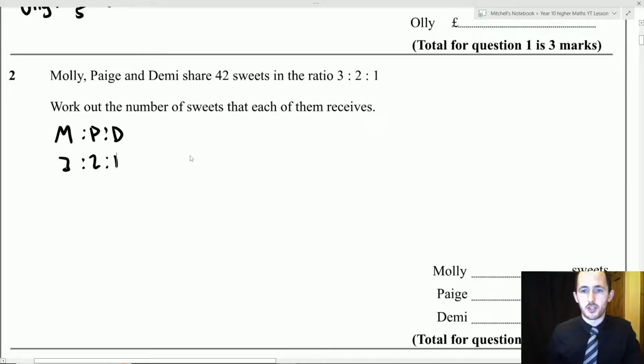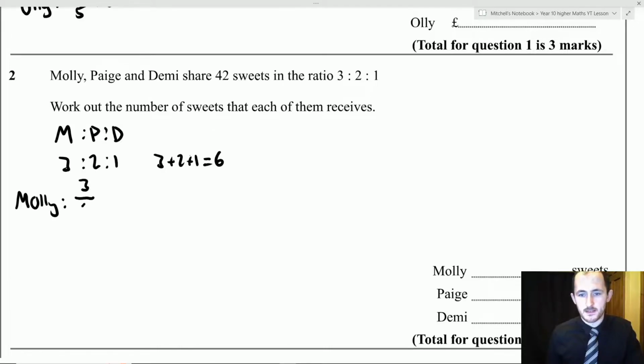So if I do the fraction method, if we work out Molly, the number we're interested in is the number 3. Then if I add all of them together, 3 plus 2 plus 1, that gives me 6. So 3 over 6 is going to be our fraction, and then multiplied by 42. 3 over 6 is the same as just 1/2, so a half times 42 will be 21 sweets. So Molly gets 21.